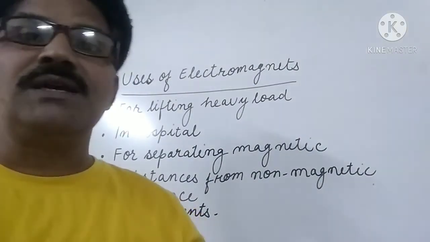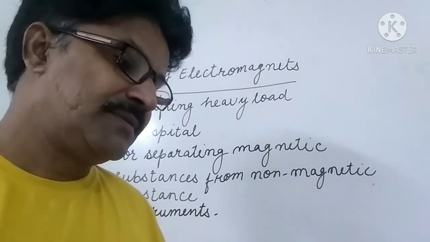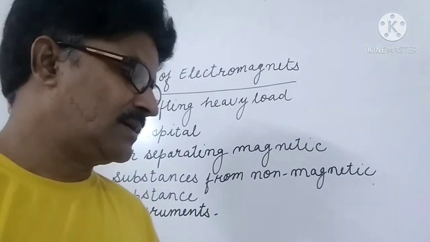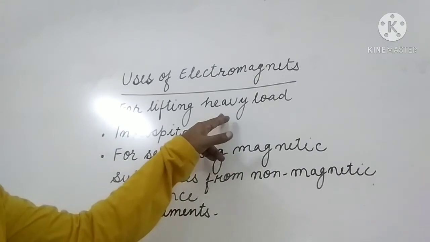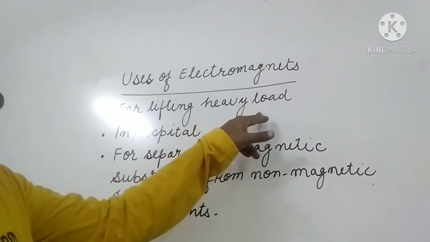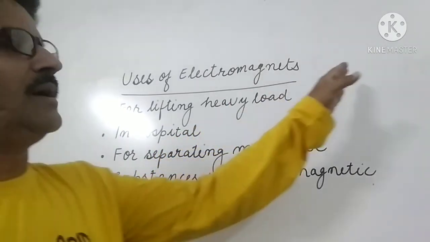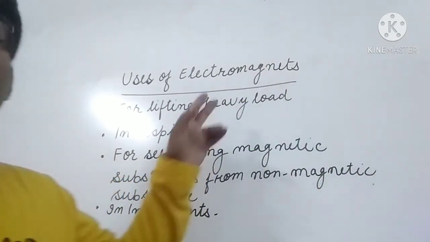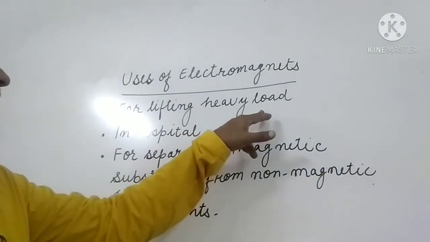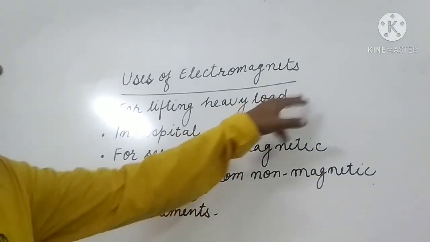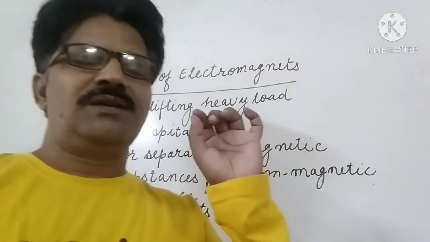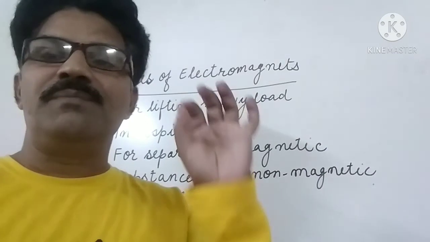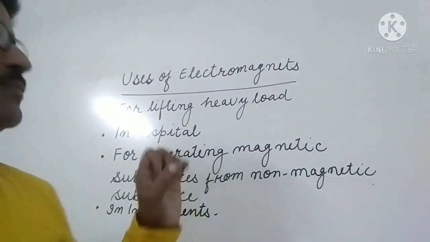Again we are discussing: the electromagnet is used for lifting heavy loads. When the load is very heavy, we can't lift it from one place to another. With the help of the electromagnet, we can move the load from one place to another. In hospital, if any splinter goes in our eyes, with the help of the electromagnet we can remove it.